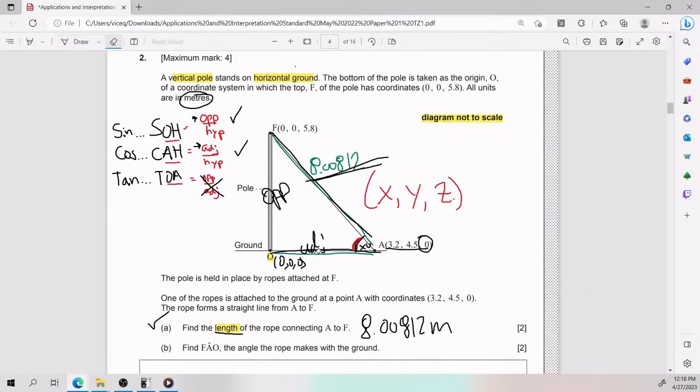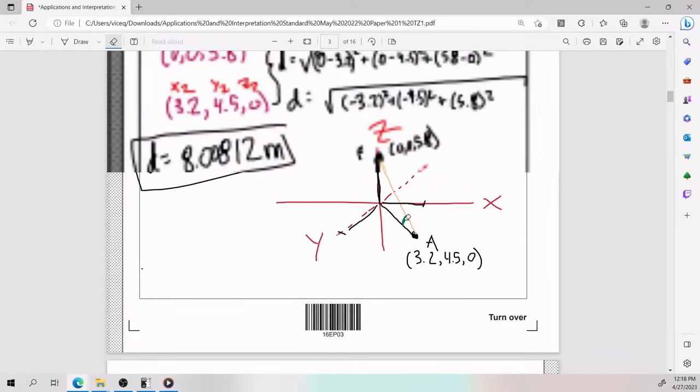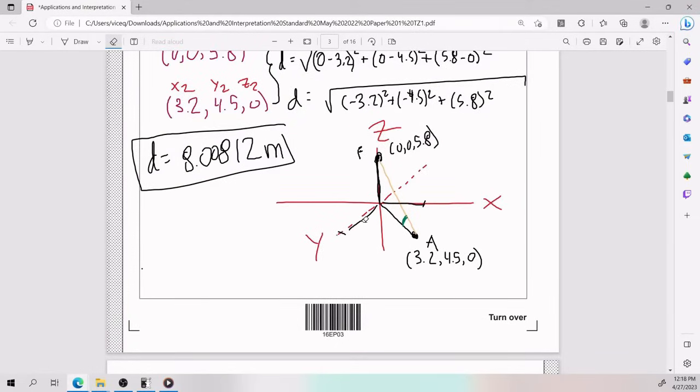Now it's your choice really which one you find and how you find it and all that good stuff. But for me, it's more intuitive to find the adjacent, and I'll show you how and why. So I go back to my 3D diagram, and I need to figure out one of the sides. One thing I can use immediately is that this point A that I drew before has the x of 3.2 and the y of 4.5.